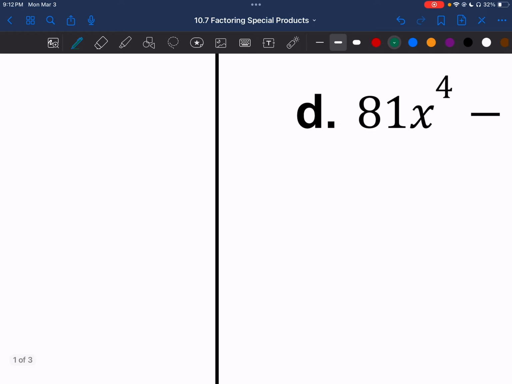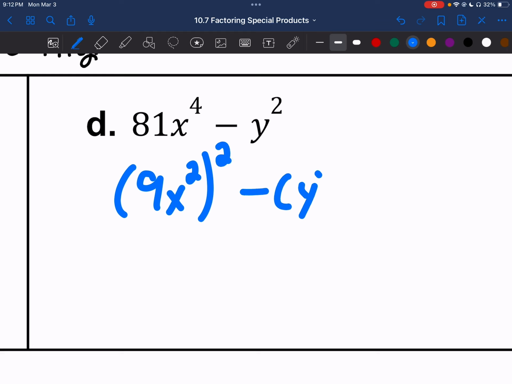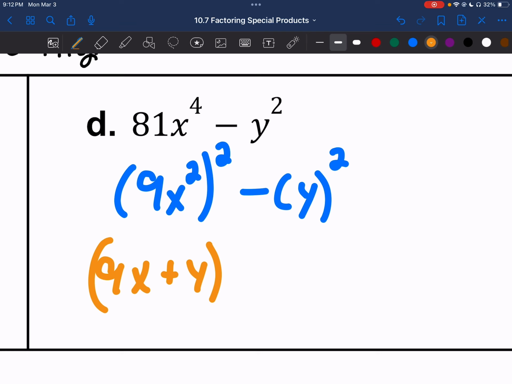Okay. And letter D, we've got 81x to the 4th minus y squared. So we're looking for the square root of each term. The square root of 81 is 9. The square root of x to the fourth is x squared, and then minus y squared. So when we rewrite it, you have 9x squared plus y, and you have 9x squared minus y.